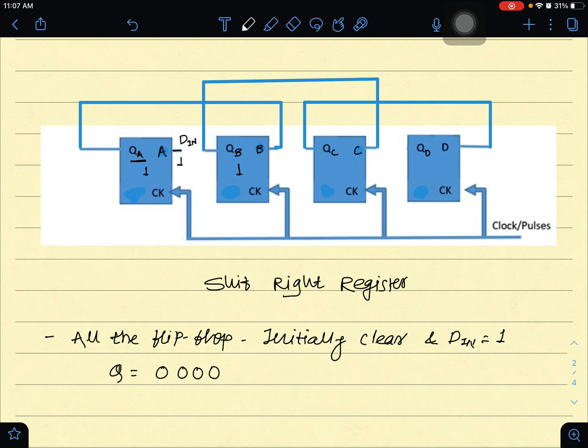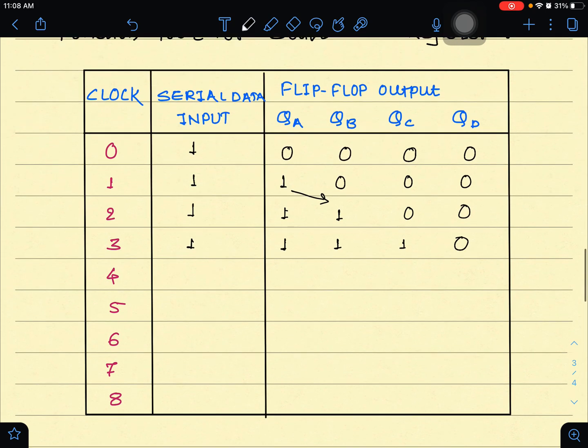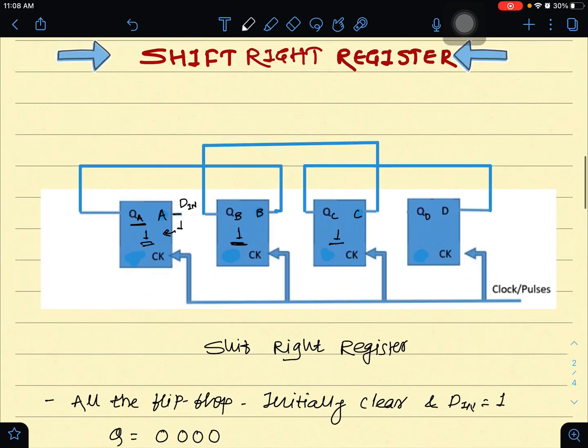Now at the third clock pulse, the data which is stored in QB is shifting to QC, and QA is shifting to QB, and our new data will be entered. That means the data is nothing but 1 1 1 0. Look at this. This one is shifting here. This one is shifting here. Now in the next one, what happened? This one is shifting to here. This one is shifting here, and new data will be stored.